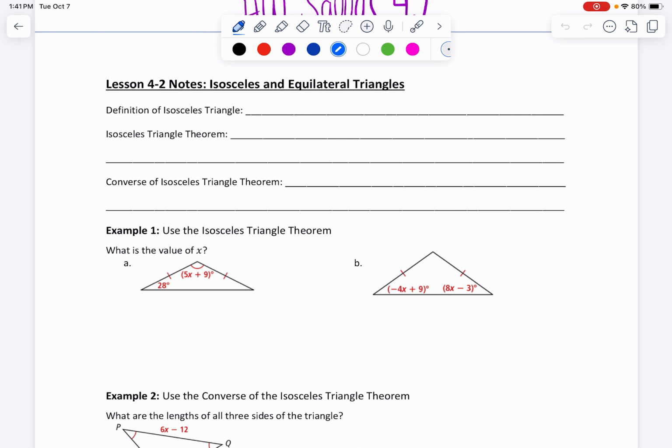Okay, so this lesson 4.2 is going to be talking about isosceles and equilateral triangles. We are going to be talking about some new theorems. I did just write them in the notes, so you won't have to fill out a vocab sheet. But your homework tonight will also be the Savas practice.